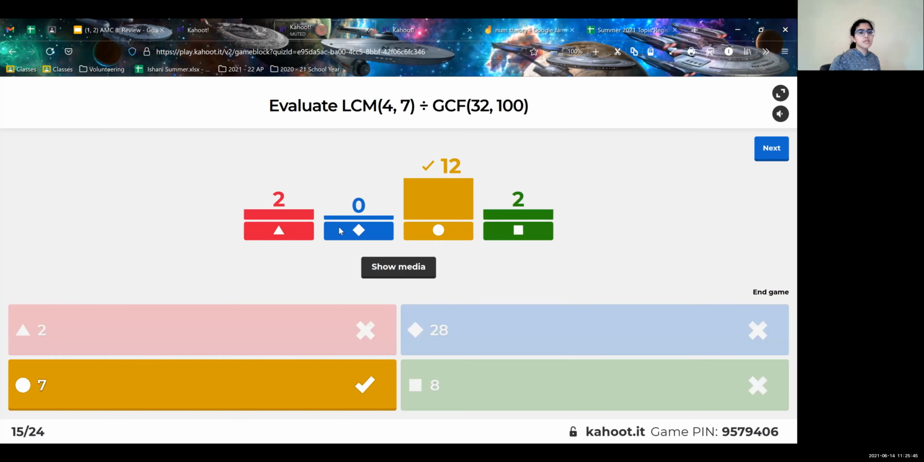Okay, so the least common multiple of 4 and 7 is 28. And then the greatest common factor of 32 and 100 is 4, because 32 is 2 to the power of 5, and 100 is 2 squared times 5 squared, right? So the greatest common factor of that is 2 squared, or 4. And then 28 divided by 4 is equal to 7, so that means that this is 7.